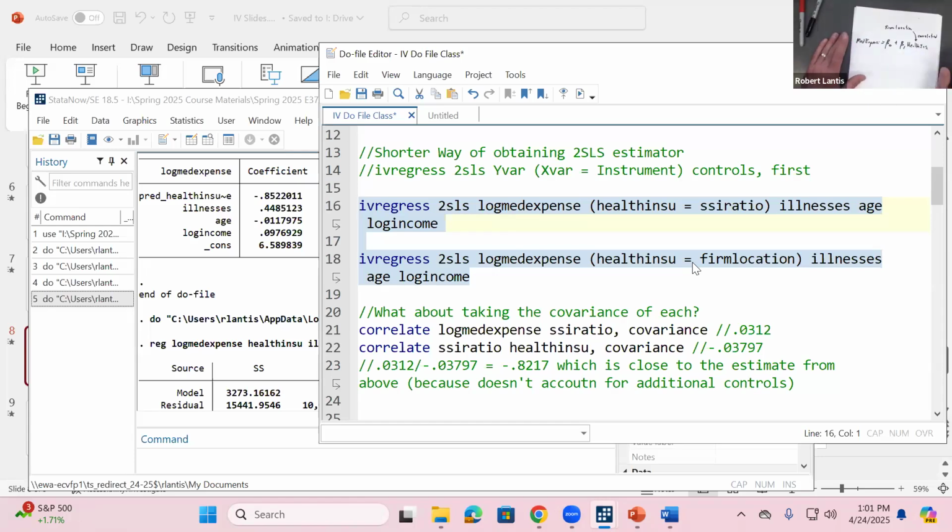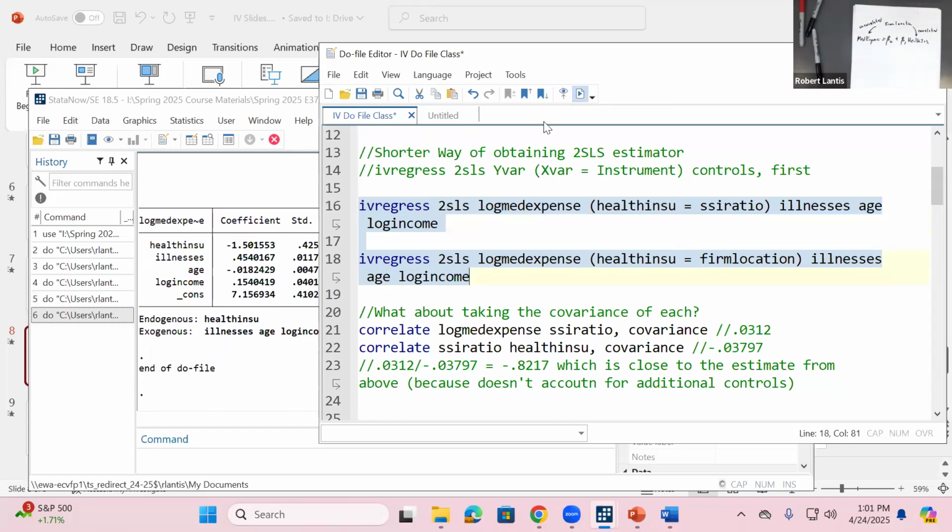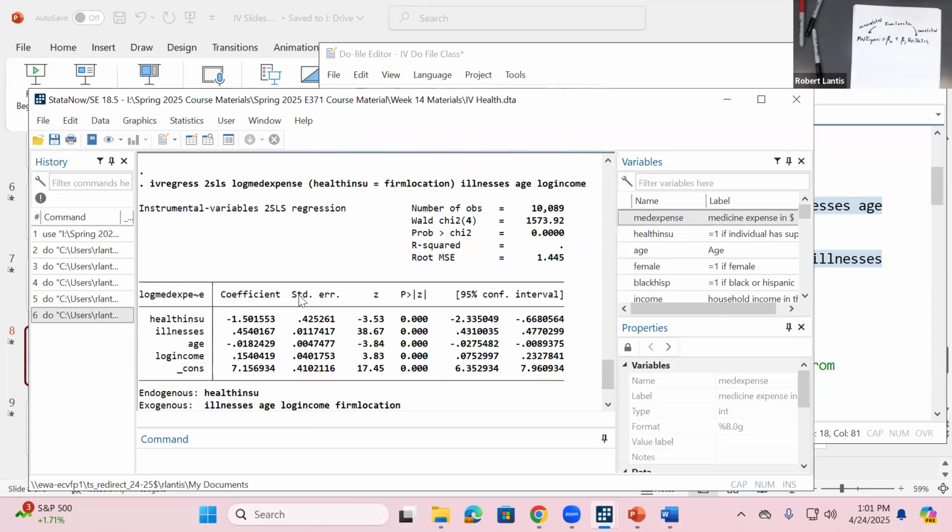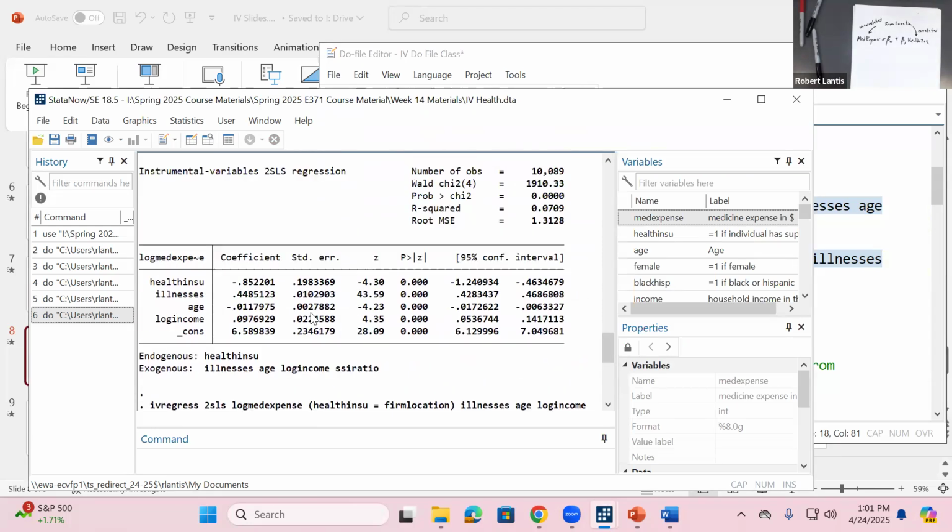I can't think of a scenario or a story where that firm location is going to impact your medical expenses through anything else. So it's likely we have that second condition met as well, which is that it's uncorrelated with the outcome. So this looks like a good instrument. Okay? So we'll run both of these regressions and see what we get here.